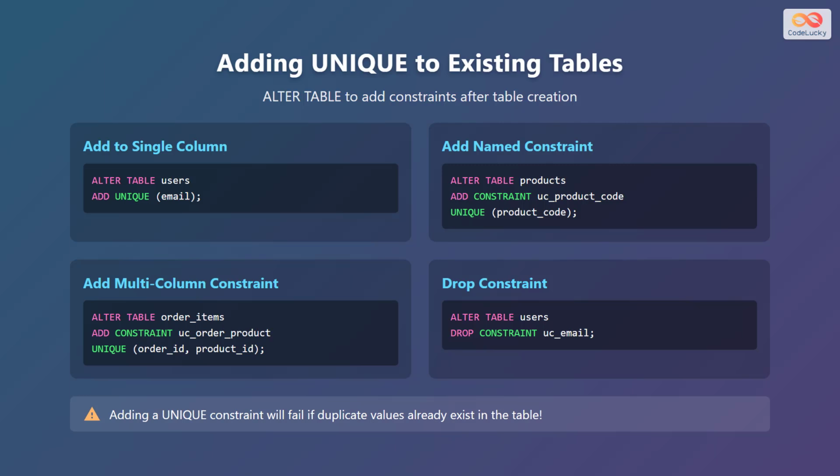You can drop a constraint as well. Use alter table, table name, then drop constraint, and the name of the constraint you wish to remove. Keep in mind that adding a unique constraint will fail if duplicate values already exist in the table.